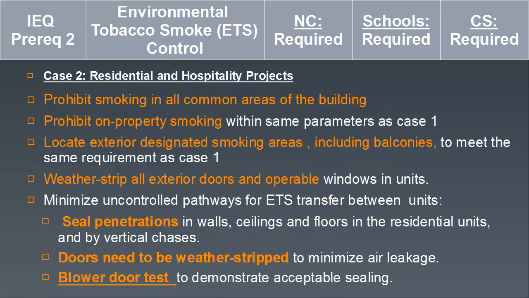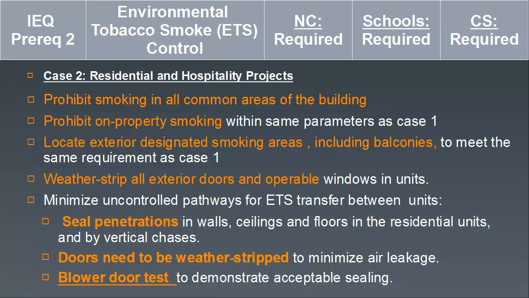Next slide. Case 2 is for residential and hospitality projects. The requirement is to prohibit smoking in all common areas of the building, prohibit on-property smoking with the same parameters as Case 1, and locate exterior designated smoking areas, including balconies, to meet the same requirement as Case 1. Weather strip all exterior doors and operable windows in units, and minimize uncontrolled pathways for environmental tobacco smoke to transfer between units.